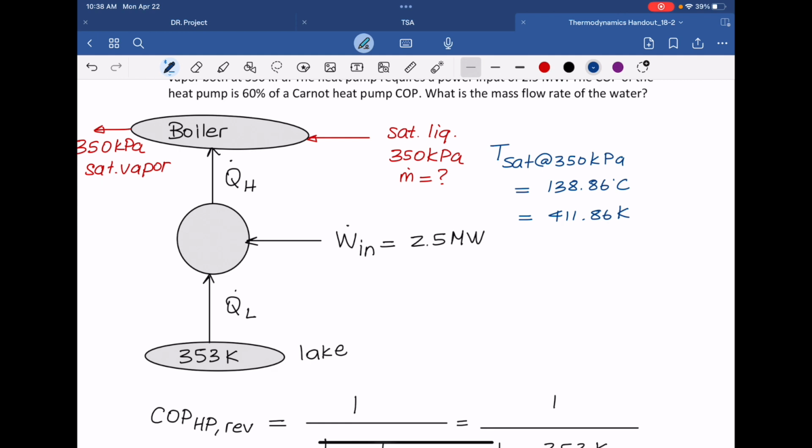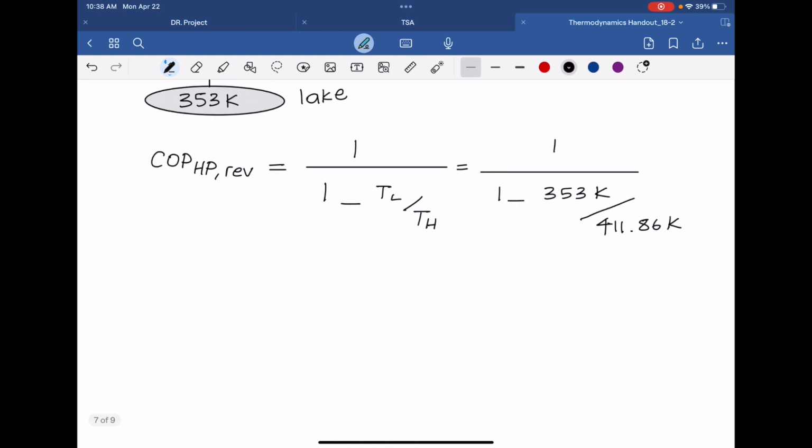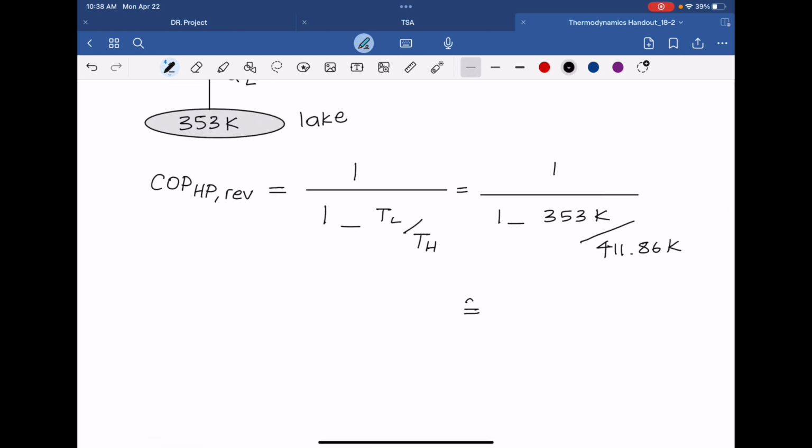Okay, in kelvins it is 411.86 Kelvin. Okay, and then we can plug that in here. So the trick here is to be able to identify that temperature. And if you can do it, you can find the perfect coefficient of performance, which is 7.